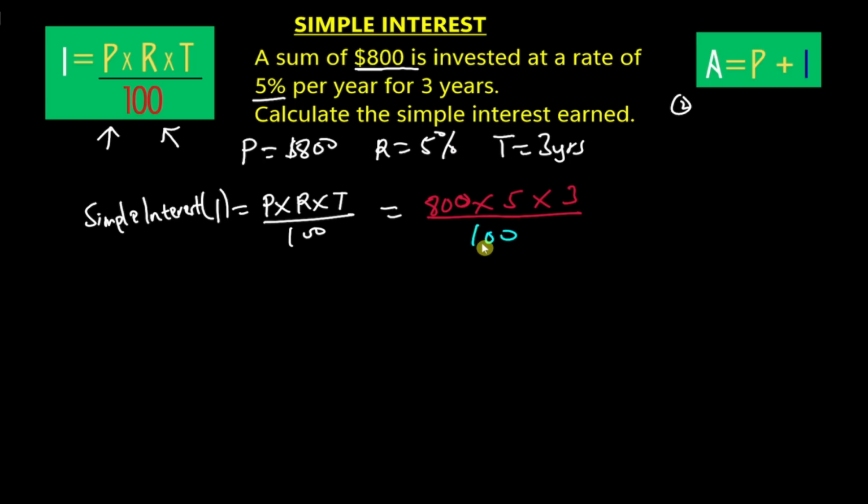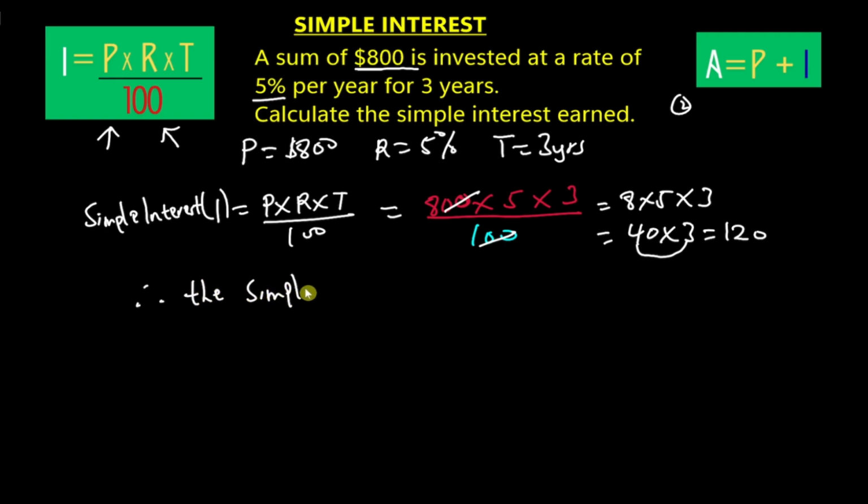Over here, this 0 crosses out over this one. Now we have 8 times 5 times 3. 8 times 5 is 40, and then 3. 3 times 4 is 12, and then we add a 0, which will give us 120. So therefore, the simple interest earned is $120.